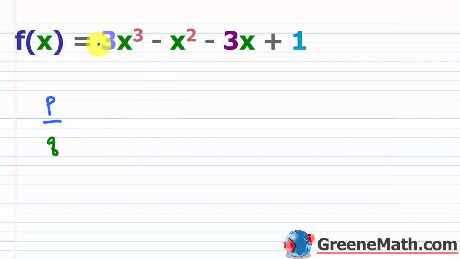So f of x equals 3x cubed minus x squared minus 3x plus 1. This is in standard form because the highest exponential power is all the way to the left. That's how you want it. Then the next highest, then the next highest, and so on and so forth.